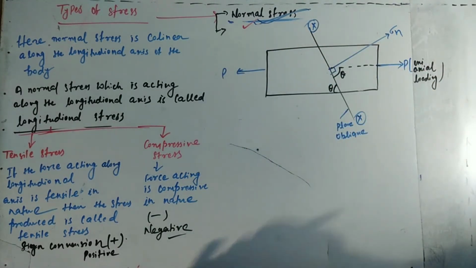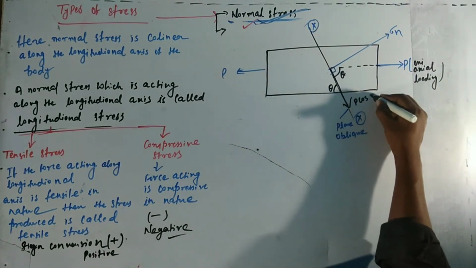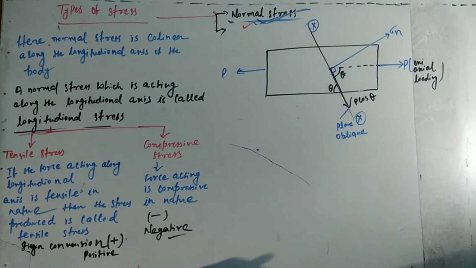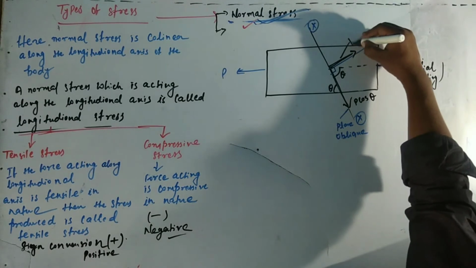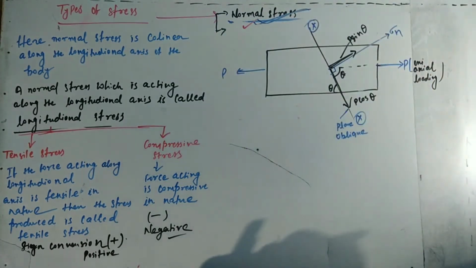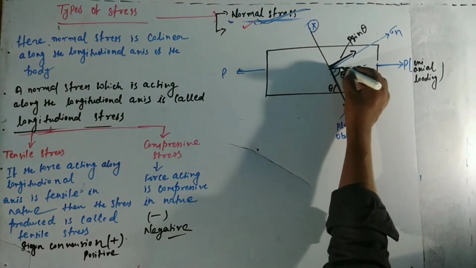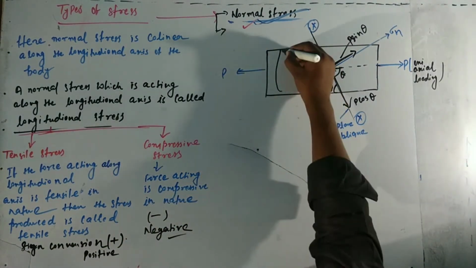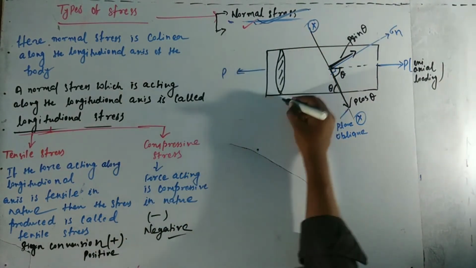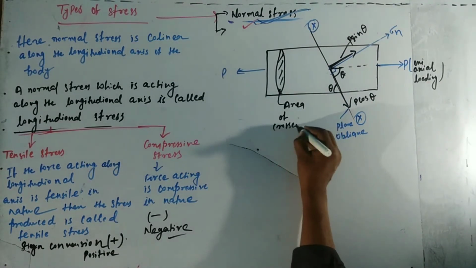Therefore along the oblique plane the load will be p cos theta, and along the normal direction the load will be p sin theta, which is perpendicular to the plane. You can see it is perpendicular to the plane, which is normal stress, and that one is the area of cross section of the body.